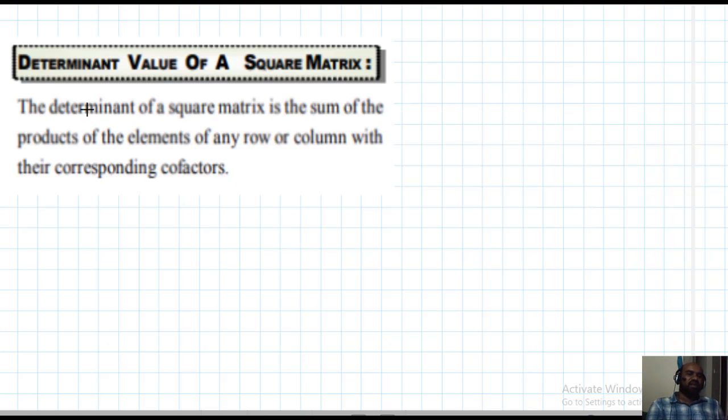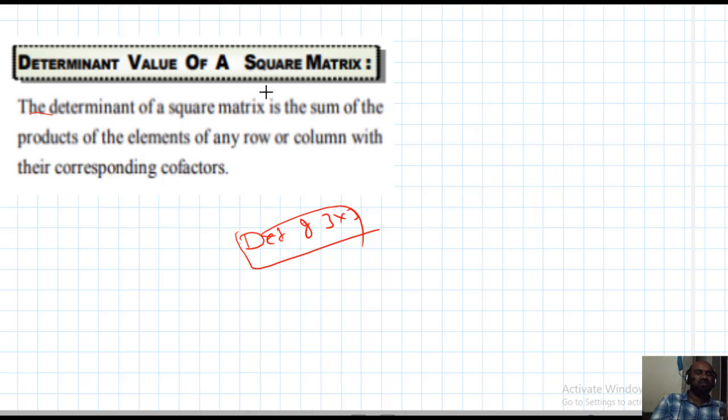Okay, students. So now the actual important part for us is the determinant of a 3 by 3 matrix. How they defined it is the important thing. See the definition. The determinant of a square matrix, square meaning any square, but we are dealing with 3 by 3. The determinant of a square matrix is the sum of the products of the elements of any row or column with their corresponding cofactors.